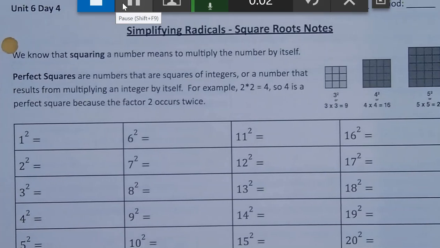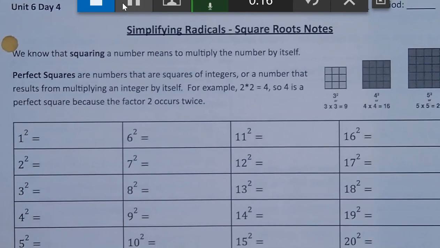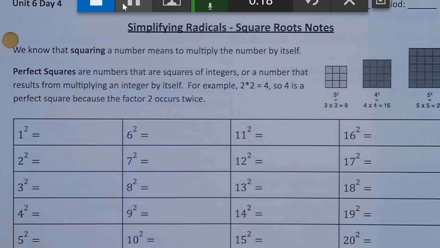Hello, this is Unit 6, Day 4. Unit 6 is our unit on exponents and radicals, and on our fourth day we are talking about simplifying radicals. So I'm going to have you pause the video while you complete this chart. It will be helpful for you to have this chart completed while you're working on these problems.